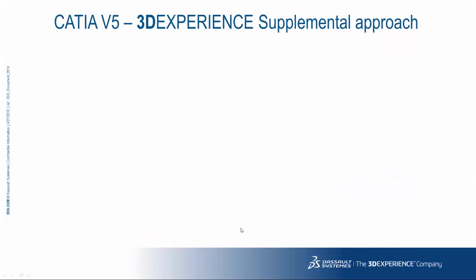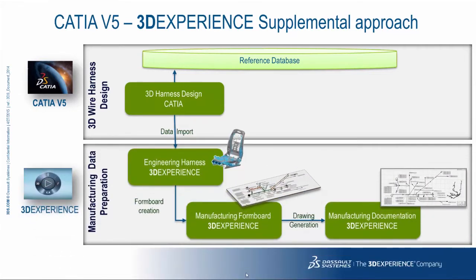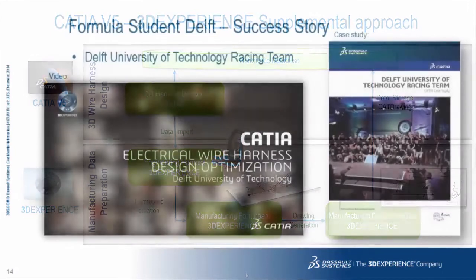A supplemental approach is also possible to continue the 3D wire harness design in CATIA V5 and to have your reference database with all your mechanical as well. You can import 100% of the data and reuse the 3D harness design in the 3D Experience platform to create your manufacturing Formboard and drawing, benefiting from the new capabilities in the Formboard application. You can still continue to store your data and your CAD drawings for reference in your reference databases.